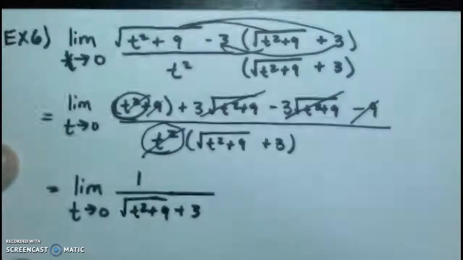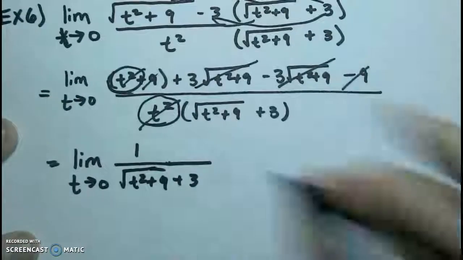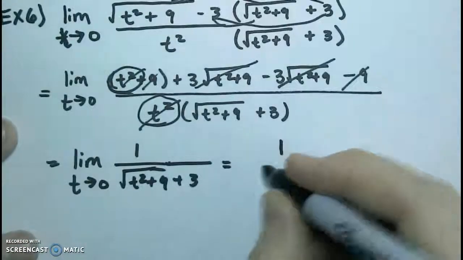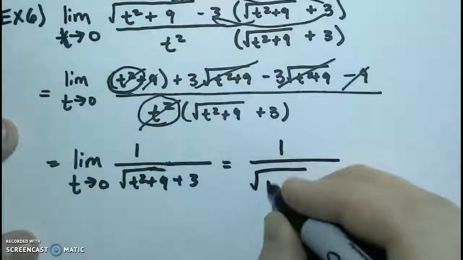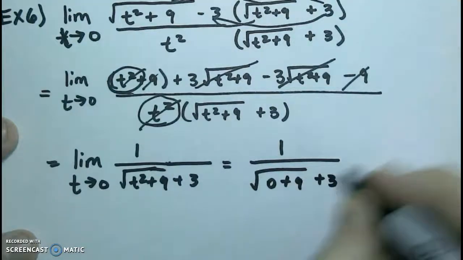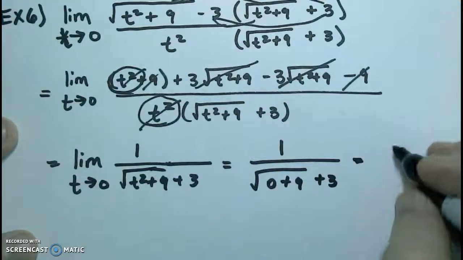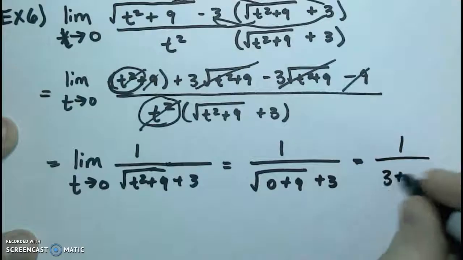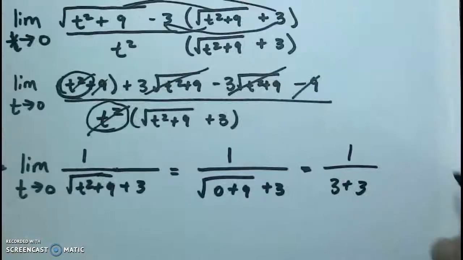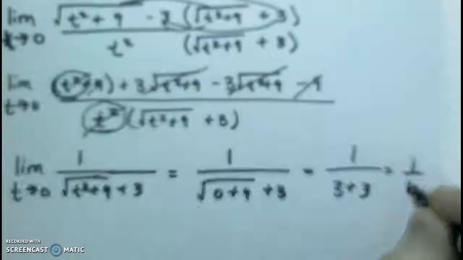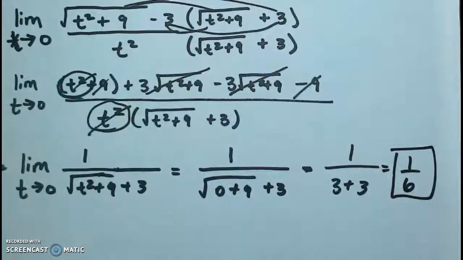So this is what we have now. Now we're going to try plugging in 0 again. So we have 1 over square root of 0 plus 9. So we're going to get square root of 9, which is 3. 1 over 3 plus 3 is 1/6, and that is the limit.